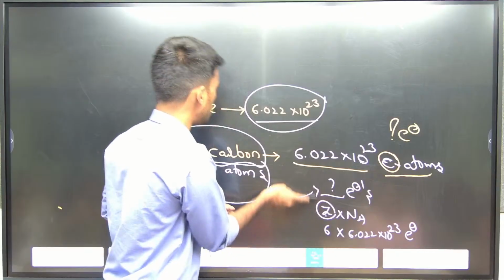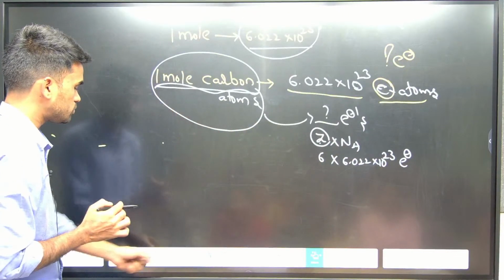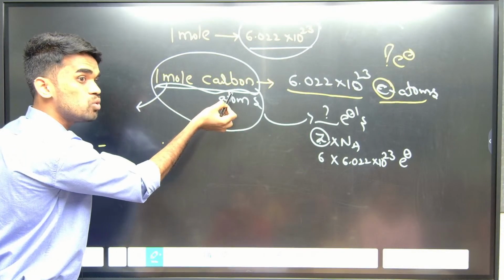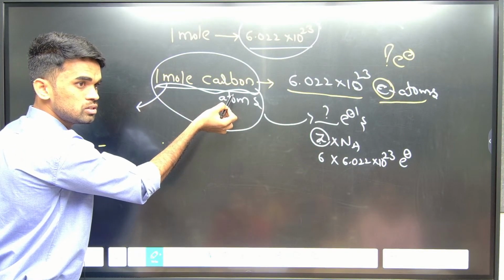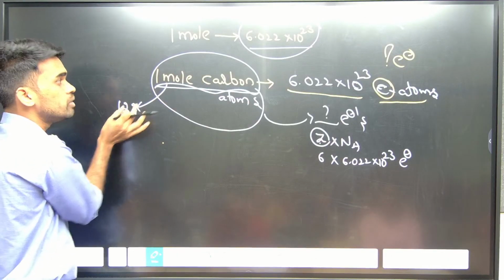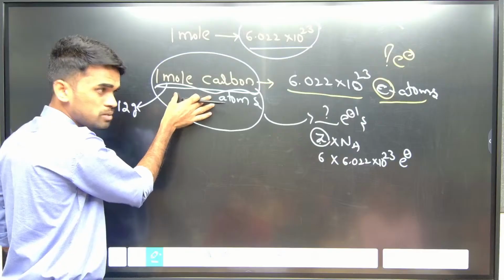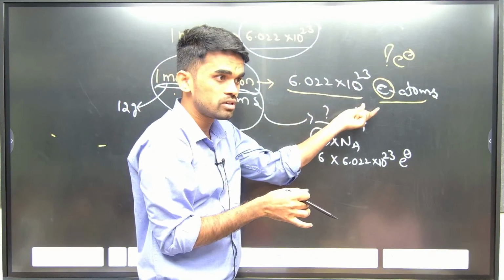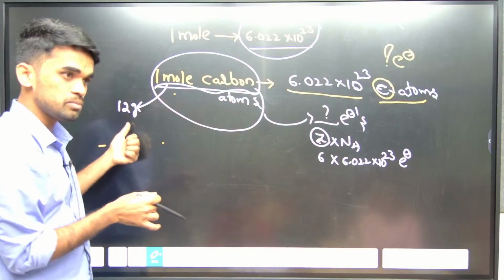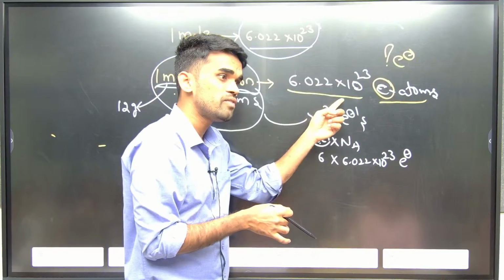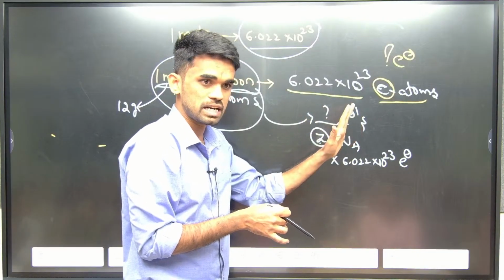Right. So instead of saying 1 mole, I can also say 1 mole of carbon atoms, what is its molar mass? 12. So 12 grams of carbon can be considered to be 1 mole of carbon atoms, or Avogadro number of carbon atoms. I can define in terms of grams, or in terms of moles, or in terms of atoms. Is this clear?